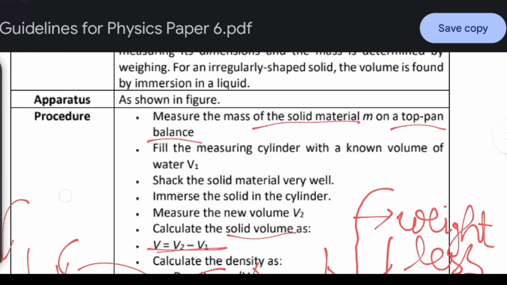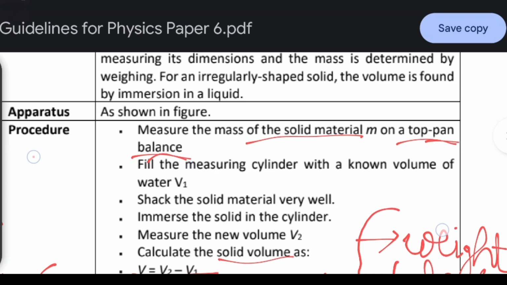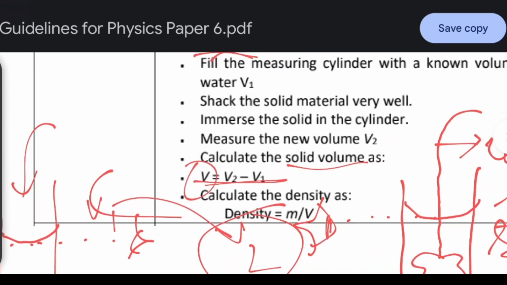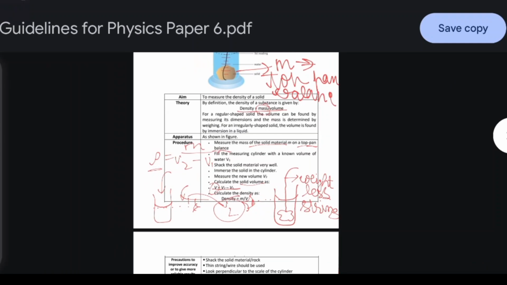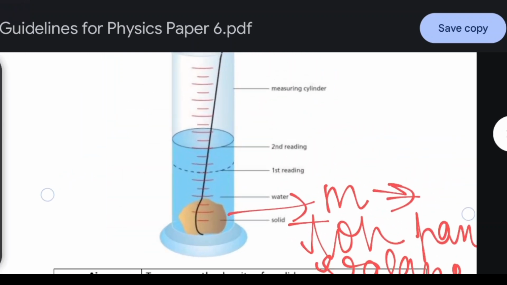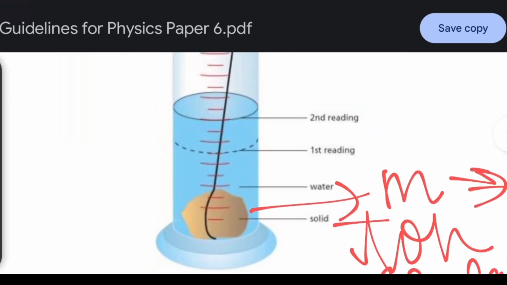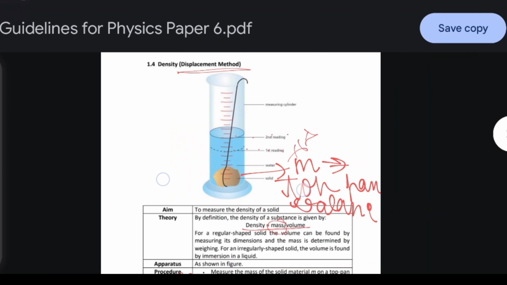Okay, now we have the mass, we already found it using a top pan balance, and the volume also we have found by subtracting this. So you can also write it like this: density, this is the rho sign for density, is equal to mass divided by V2 minus V1. We got the volume of this. I hope you all understood this. It's shown here as well. This is the first reading they got, and it's the second reading, V2 minus V1.